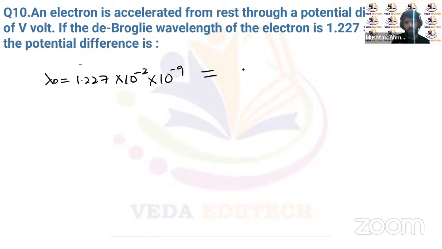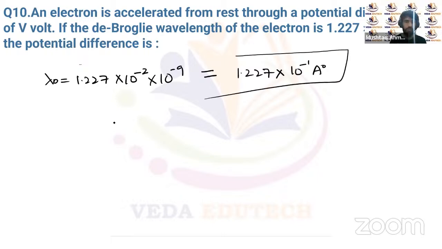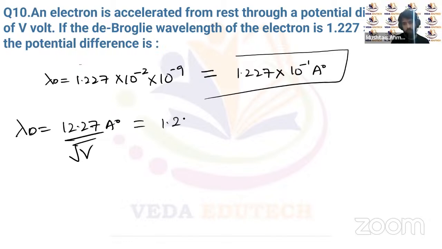Or we can write it as 1.227 times 10 to the power minus 1 angstrom. So this much angstrom is the wavelength. We know the de Broglie wavelength of this electron is 12.27 upon under root of V, in units of angstroms. We have to find this potential difference. You can just substitute the value of wavelength here, and from here you can easily calculate the value of V. The only variable here is the potential difference.